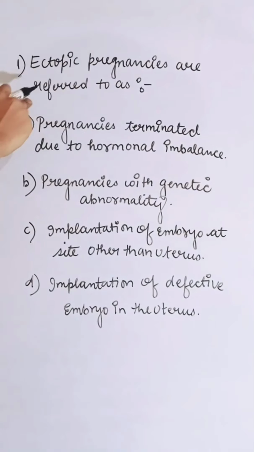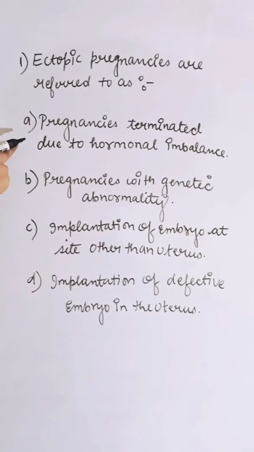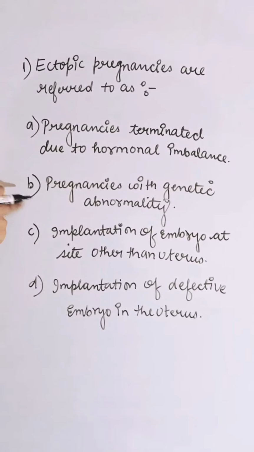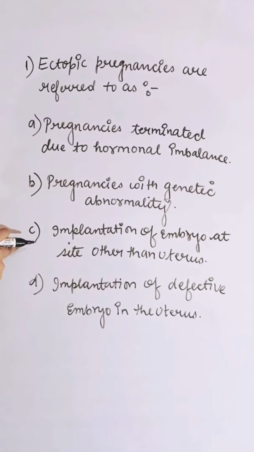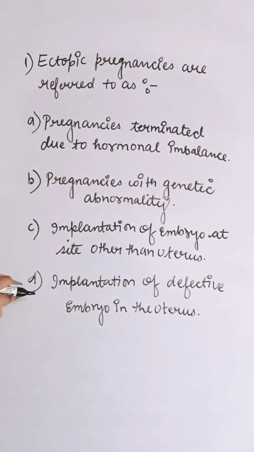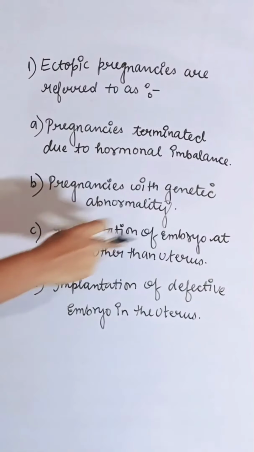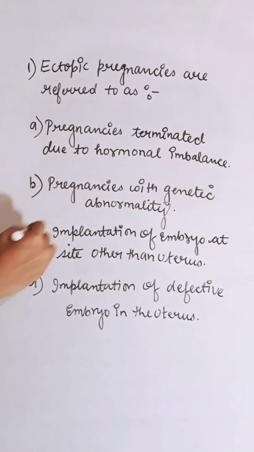Ectopic pregnancies are referred to as: first option pregnancies terminated due to hormonal imbalance. Second is pregnancies with genetic abnormality. Third is implantation of embryo at site other than uterus. Fourth is implantation of defective embryo in the uterus. Ectopic pregnancy is the pregnancy when implantation of the embryo occurs at a site other than the uterus. So the correct answer is C.